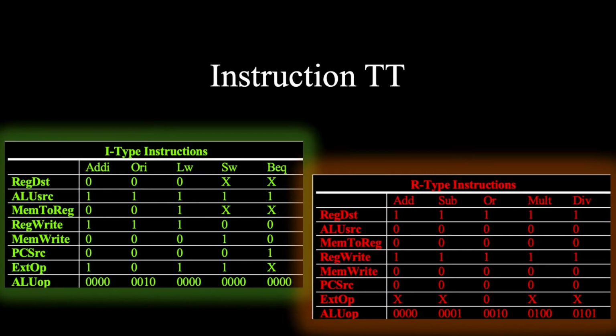Before we get to the code, here are truth tables for the CPU control unit for I-type and R-type instructions. The CPU control unit essentially takes in the opcode and function code from the instruction, and based off of this, it will modify control signals shown in the truth table.